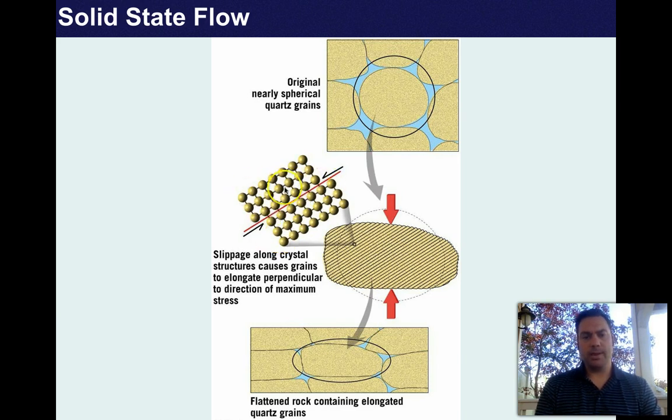So what it'll do is it will take literally the crystal lattice up here on top and just start offsetting it, moving it over. That takes a lot of energy to make that happen because quartz does not like to break. Okay, but over enough time, with enough pressure and enough heat, it will evolve into this thing. So here we see the flattened rock containing elongated quartz grains right here. And the pore space is still preserved, but eventually even that will get filled in with enough pressure and time.